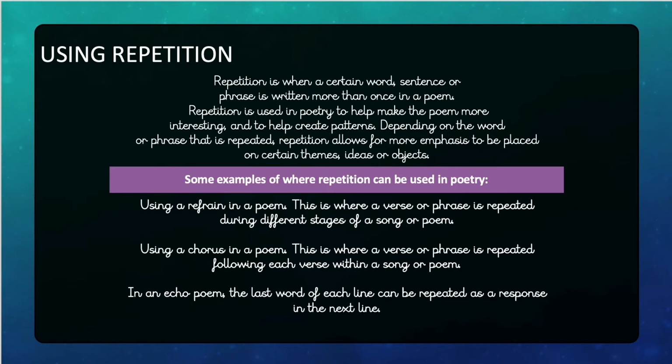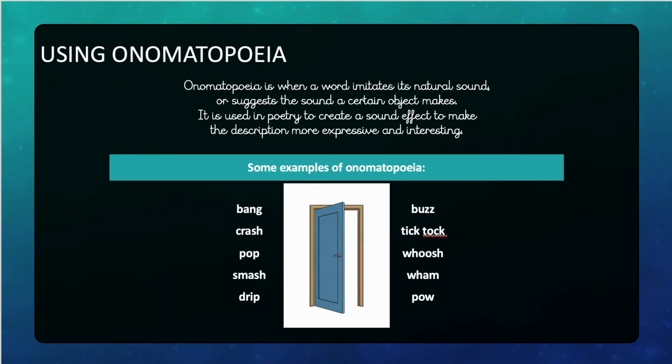Using a chorus in a poem. This is where a verse or phrase is repeated following each verse within a song or poem. For example, in an echo poem, the last word of each line can be repeated as a response in the next line. Onomatopoeia. This is when a word imitates its natural sound or suggests the sound a certain object makes. It is used in poetry to create a sound effect to make the description more expressive and interesting. For example, bang, crash, pop, smash, drip, buzz, tick tock, whoosh, wham, pow.